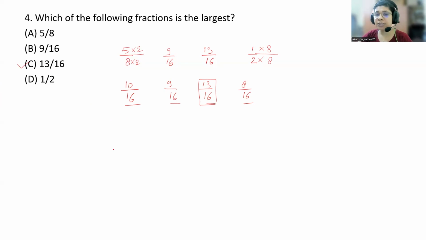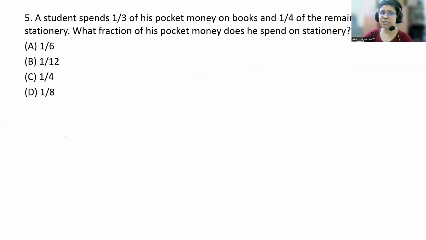So 13 by 16. So what is the rule? First of all, write all the fractions together and try to make the denominators equal. Once denominators are equal, then you look at the numerator. Denominator is the bottom number, numerator is the number sitting on the line. So option C, 13 by 16, is correct. Is this okay? Next problem.